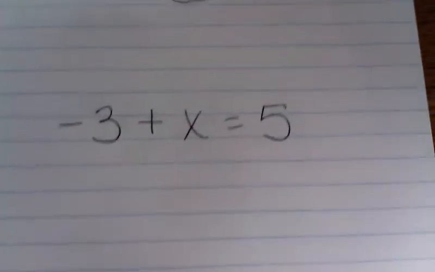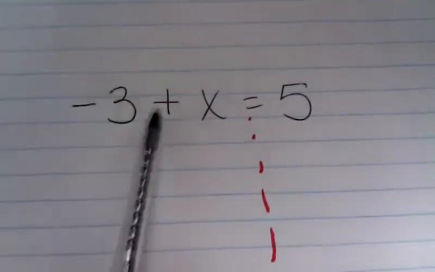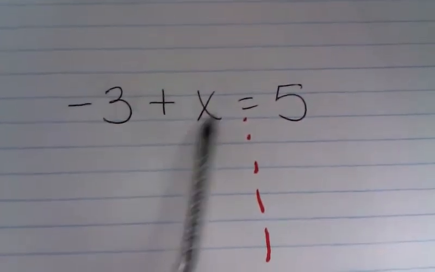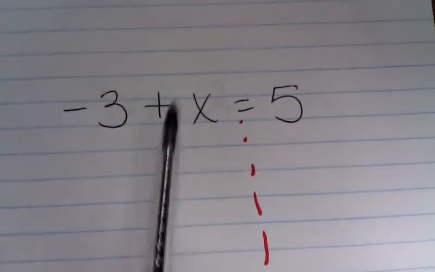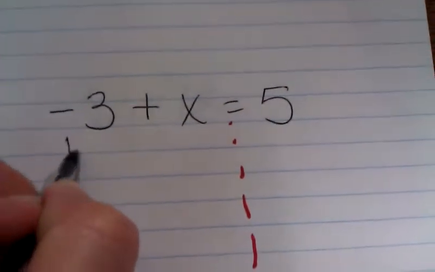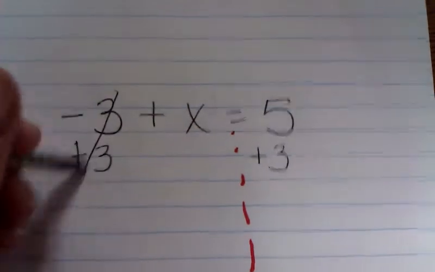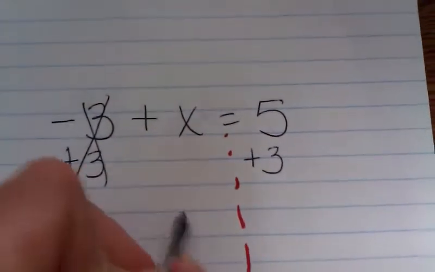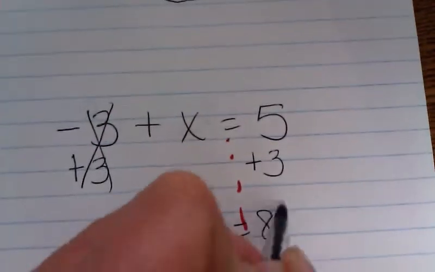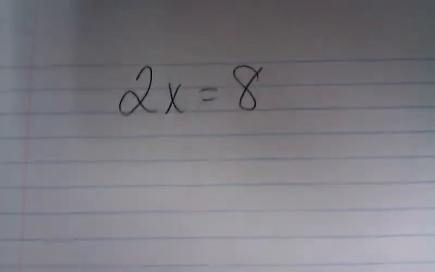Here's the next one. Be careful on this one. I'm going to draw my dotted line, and I have negative 3 plus x equals 5. I put my pencil on the x. See, the x is positive. I have negative 3. The opposite of negative 3 is positive 3. I will add 3 to each side. These cancel. I get x equals 5 plus 3 is 8. Again, we're looking more at the process than anything else.